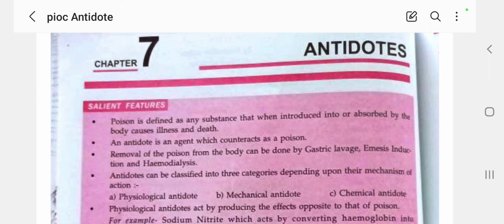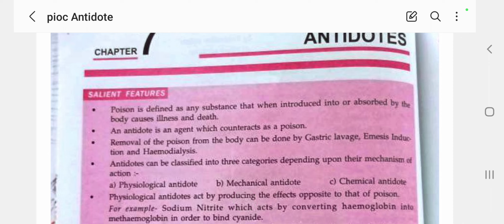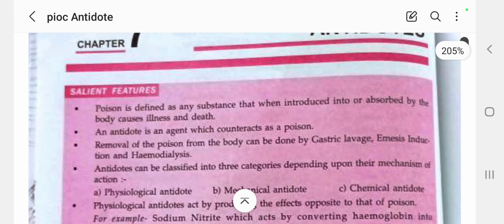That means if anyone intentionally or unintentionally ingests poison, which is introduced into or absorbed by the body and causes illness or death, at that time we are going to treat the person by giving an antidote. Here the antidote is an agent which counteracts a poison. So this is the proper definition for antidote.